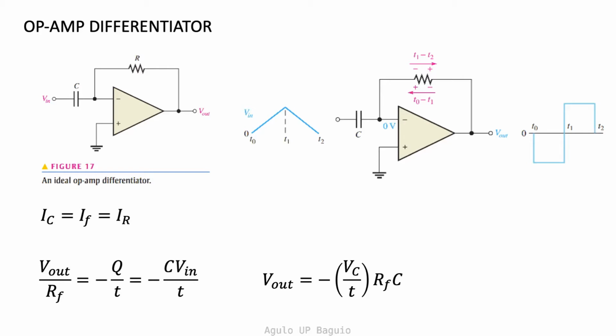As long as there is current at the input, the amplifier will drive the output to produce a constant current through the feedback resistor, keeping the inverting input equal to ground. If the input voltage ramps up, then the output voltage is negative and constant. If the input voltage ramps down, then the output voltage is positive and constant. You can now see why this is called a differentiator.